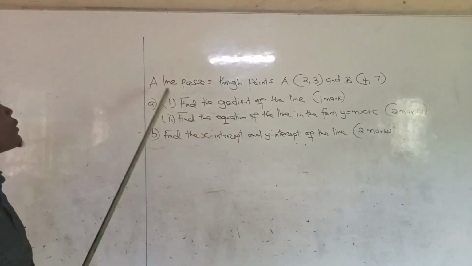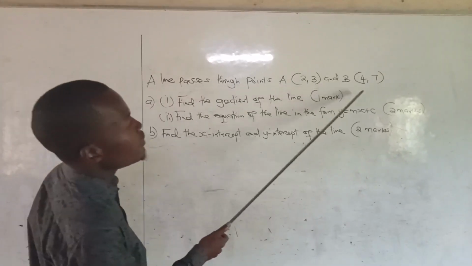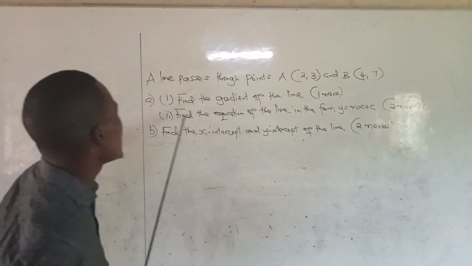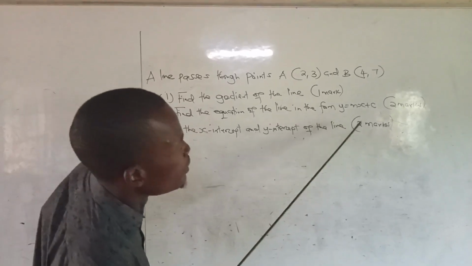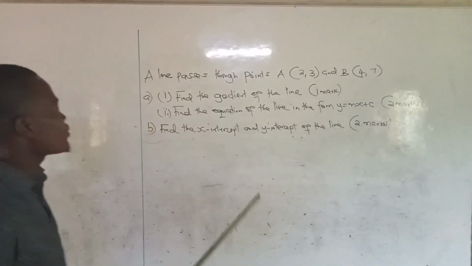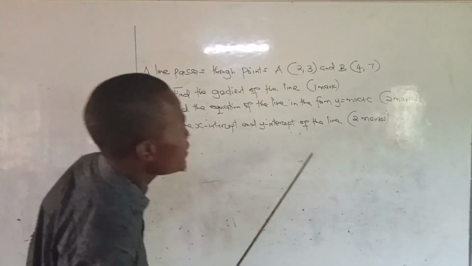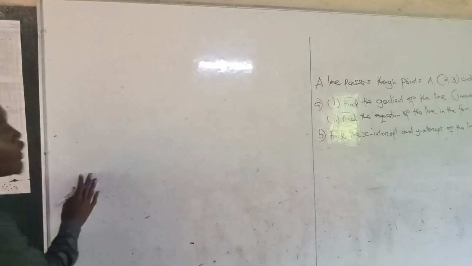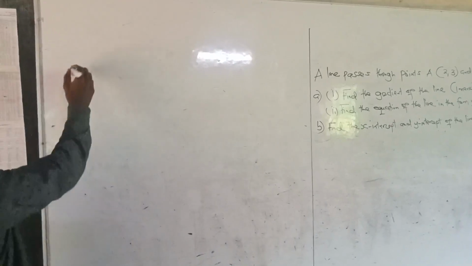I'll read through. A line passes through points A (2, 3) and B (4, 7). Question 1: find the gradient of the line, 1 mark. Question 2: find the equation of the line in the form y = mx + c. That is 2 marks. And then find the x-intercept and the y-intercept of the line. Let's get started.